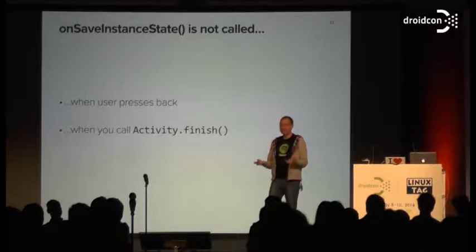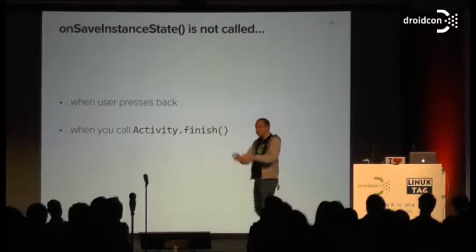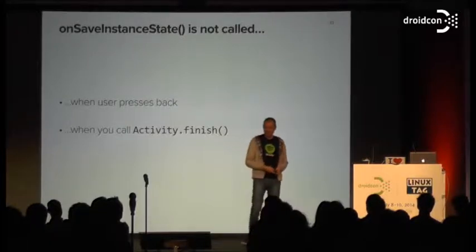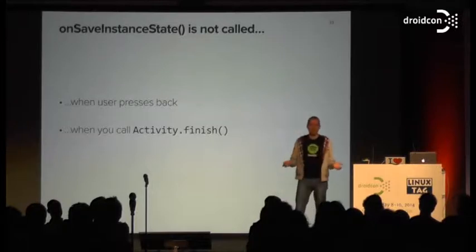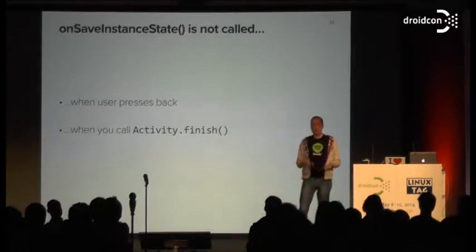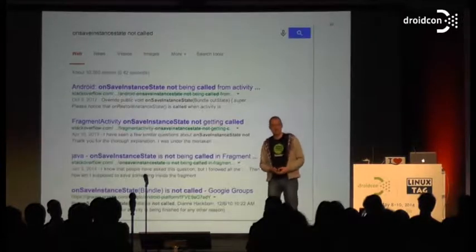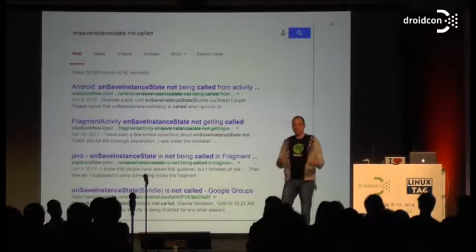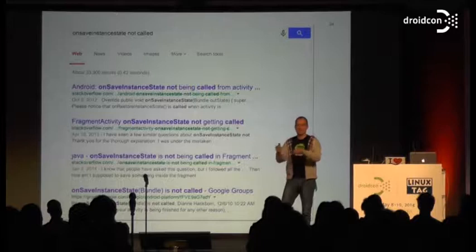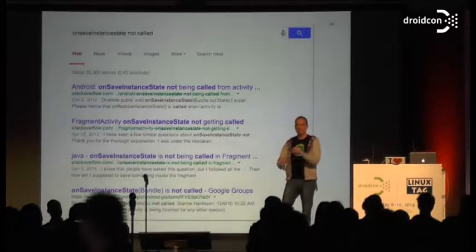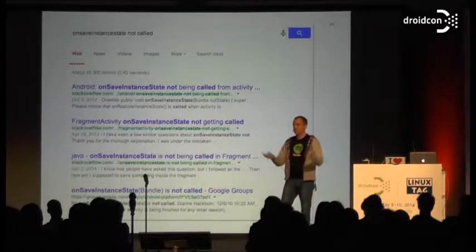onSaveInstanceState is not called when the user presses back or when you call finish. Great, I love something new. Anyway, when I first heard of this, I was like, yeah, but that's in the documentation, right? So people should know that, but probably not. It's a really common mistake, and I keep seeing it happen all the time, even with experienced developers who are like, I just put it here, I'll save the instance. And then it works because they always leave by pressing home and they're fine with that.